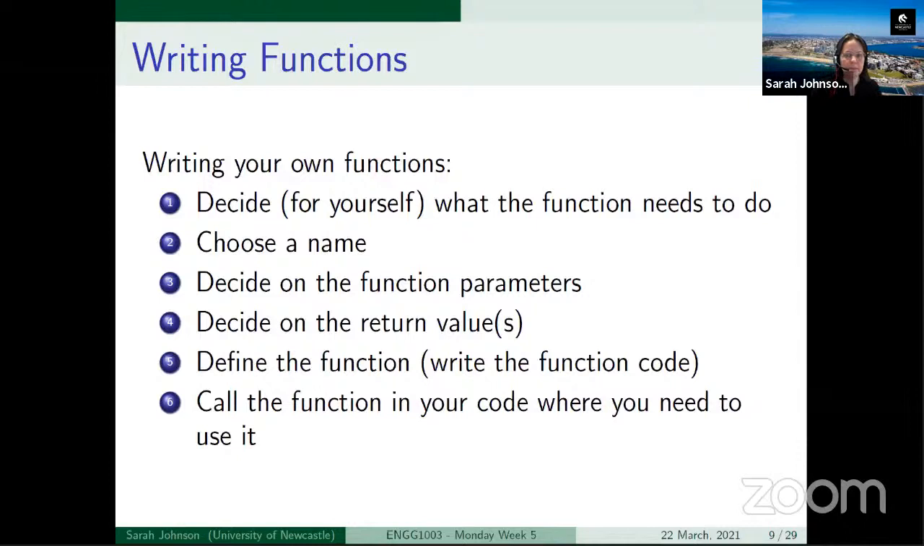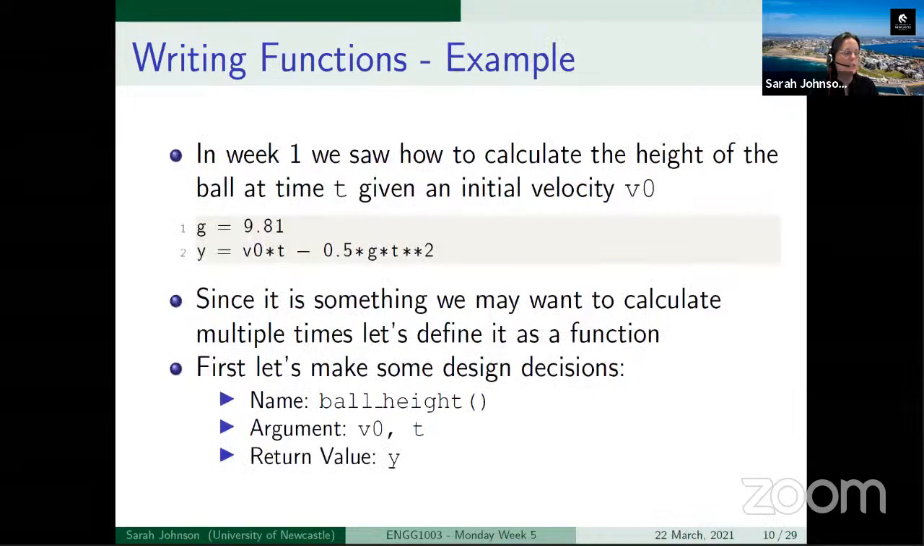Okay, so let's use our first example. In week one, we saw how to calculate the height of a ball at a given time t, given an initial velocity v naught. And we specified a constant g equals 9.81. Then we just wrote down the mathematical equation based on some simple physics on how you calculate the height of a ball based on v naught and t. Now, we might want to calculate that height multiple times for different values of t.